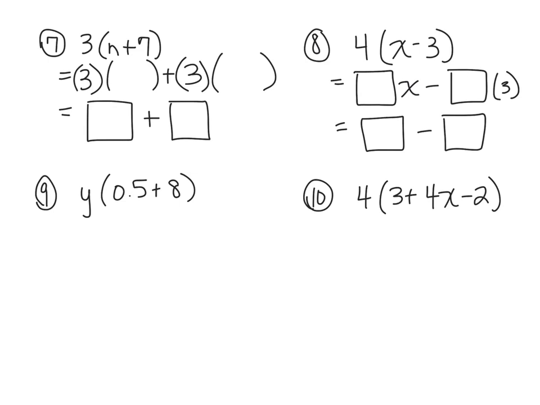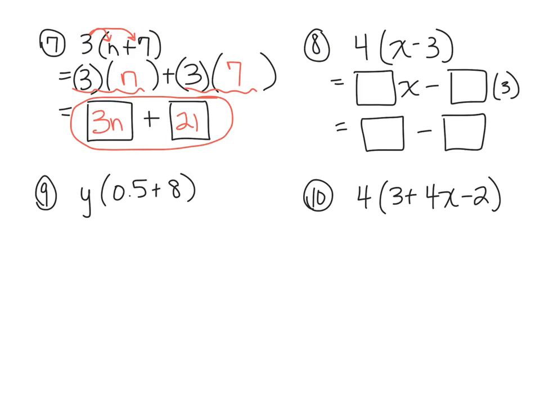simplify those expressions. So number 7, the expression is 3 times the quantity n plus 7, which means we're going to take the 3 and multiply by the n, so 3 times n, and then we're going to take 3 times the 7. Now to simplify that, we're going to combine our terms together. So 3 times n makes 3n, and 3 times 7 makes 21. So our simplified expression is 3n plus 21.